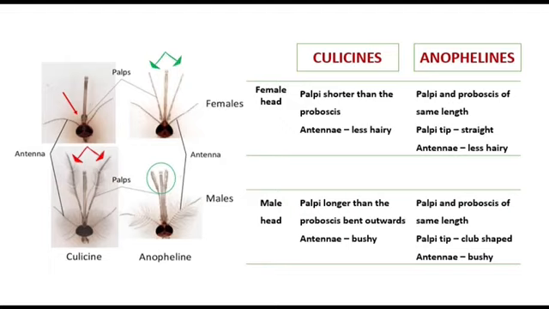The antennae is bushy. So, the males usually have bushy antennae and in Anopheline mosquito, the male and female have palpi and proboscis of the same length, whereas in Culicines, the palpi and proboscis are of different length in male and female.